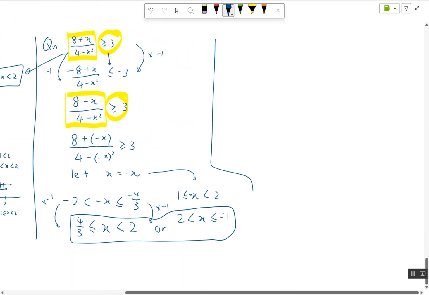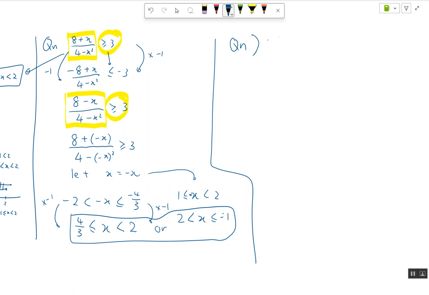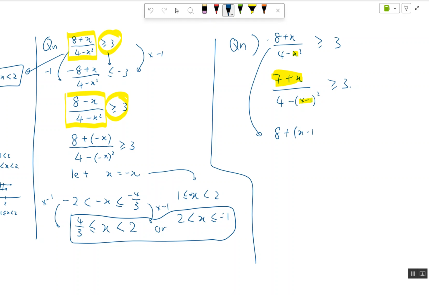Okay, as well as for the next part, again, I'm going to write down the question. The question is 8 plus x over 4 minus x squared greater equals to 3. Now, the second part, the hence part, is this: 4 minus x minus 1 squared greater equals to 3. Actually, quite obvious. This x is being replaced by x minus 1. Over here, does it make sense? Yes, because if I have here 8 plus x minus 1 over 4 minus x minus 1 squared greater equals to 3, I'm going to get my desired result, x plus 7 over 4 minus x minus 1 squared greater equals to 3. So I'm going to let x equals to x minus 1.